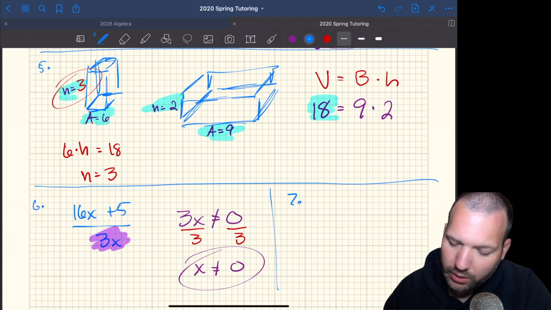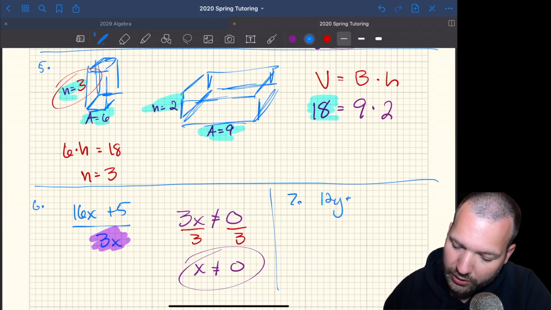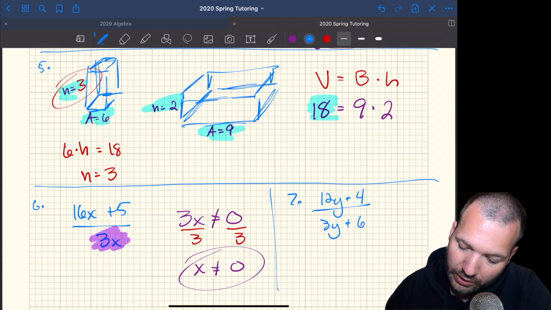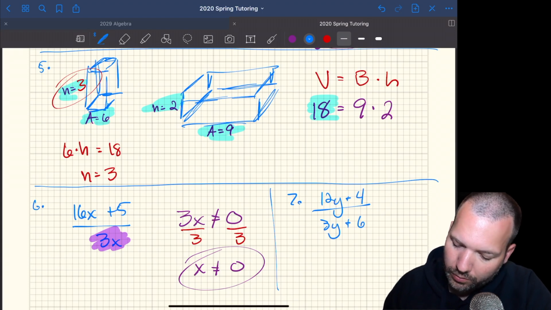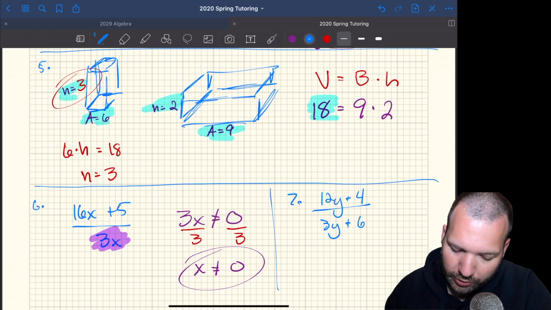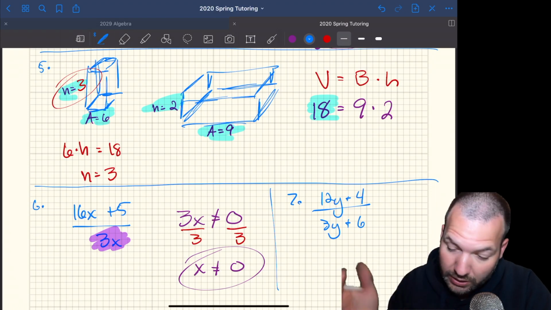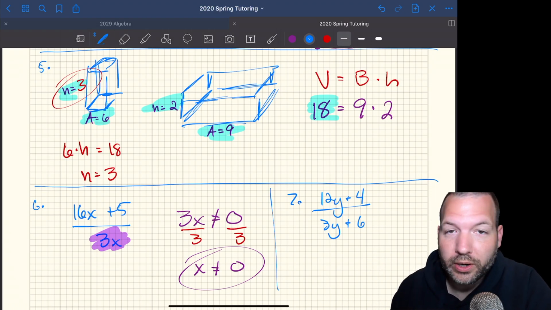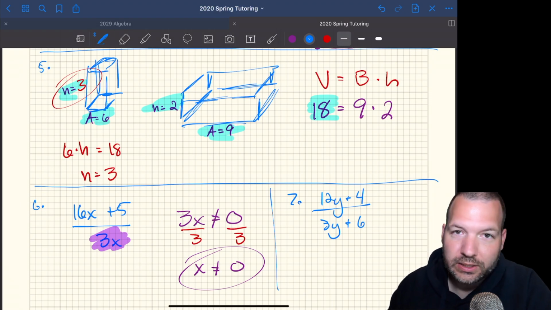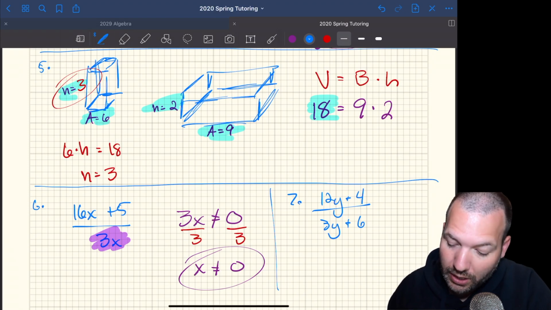Let's do the same thing on number 7, 12y plus 4 divided by 3y plus 6. Now, there are a couple ways to approach this one. First of all, you'll notice on number 6, on the last one, I did nothing with the numerator. Again, the numerator almost never has anything to do with excluded values. I say almost because when we divide rational expressions, there is a numerator we may worry about. But that's not the case here. There are no operations whatsoever on 6 through 9. We're just looking at denominators.